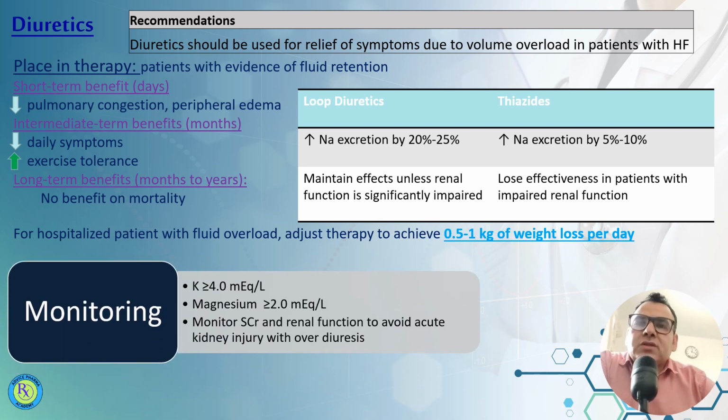What are the monitors that should be done while using diuretics? Very important is potassium. Potassium should be above 4 because diuretics cause hypokalemia and hyponatremia, and also hypomagnesemia. Magnesium should be above 2 milliequivalents per liter to avoid hypomagnesemia. Also, we need to monitor serum creatinine and renal function to avoid AKI, or acute kidney injury, from overdiuresis.